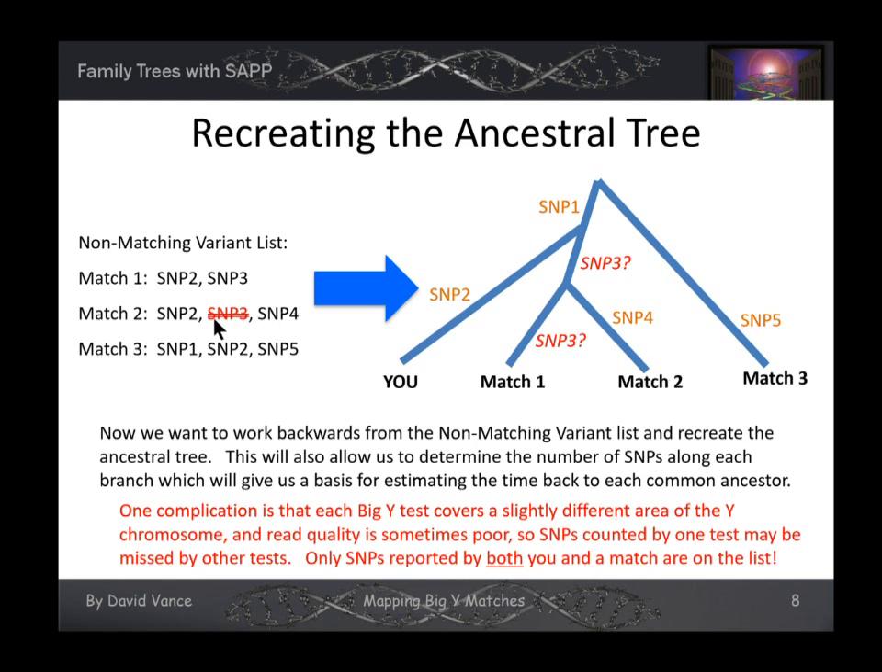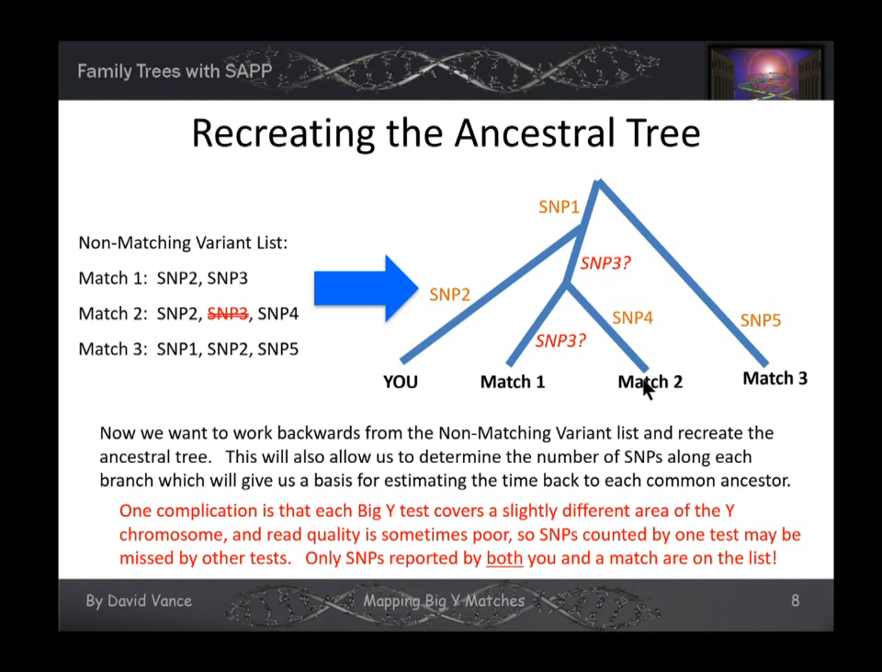What happens is that it doesn't appear on my list of non-matching variants, because it has to appear in both of our tests in order to be listed. That then throws us into a question mark, because if SNP3 doesn't appear on match 2's line, we don't know if match 2 was positive or negative for it. If he was positive for it, then both match 1 and 2 are positive for it, and it sits up here. SNP3 is there on the tree.